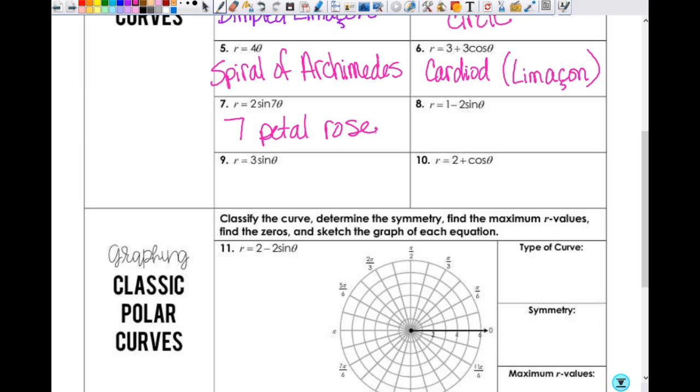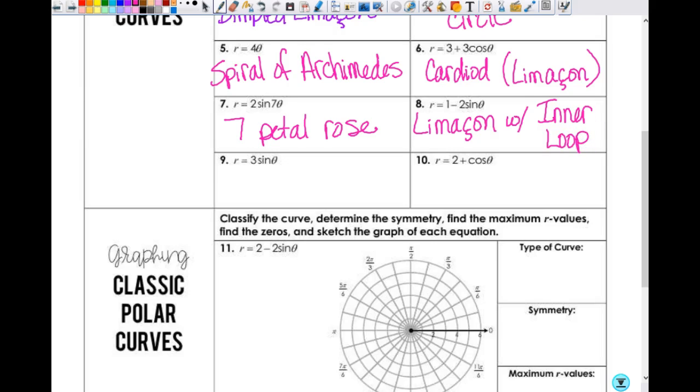So 8, I've got those 2 terms. That means it's a limacon. What kind? It's got, my ratio would be 1/2 with the inner loop. Good. So this is a limacon with an inner loop. Everybody understand how we got that?